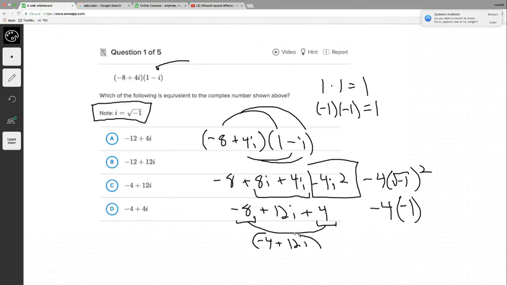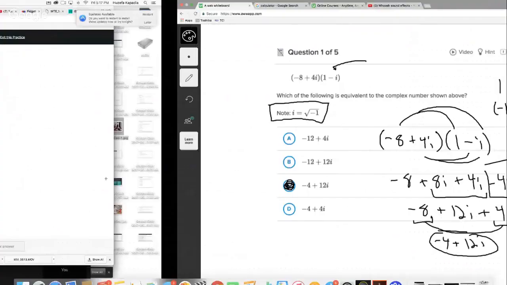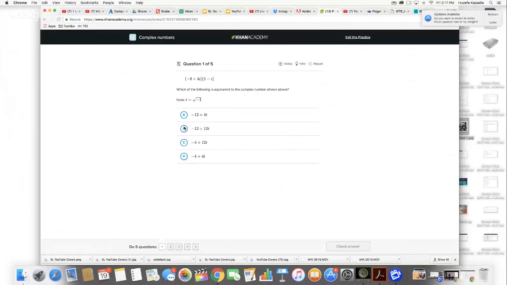I hope that made sense. The key with i is it gets funky when it's squared, because then all of a sudden it's not a variable anymore. Now it's like a -1. And -4 plus 12i is our answer. That's all there is to it. So -4 plus 12i, and boom, we're good to go. Let's go on to question number 2.